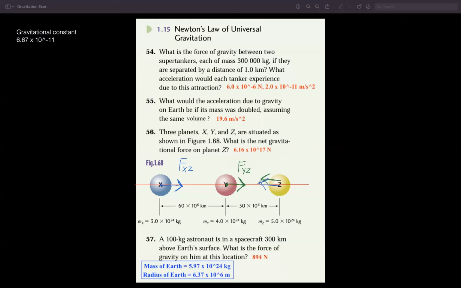Then to find the net gravitational force, you can add up these two forces. So that means first you have to find the Fxz, the force between x and z. And then second, you have to find also the force yz. Then you add up these two. You will get the resultant force. Okay, so you can do like Fxz equals G mz mx over r squared.